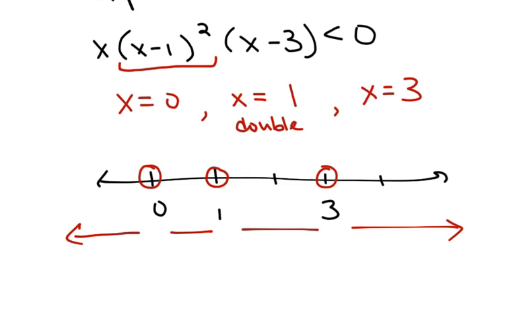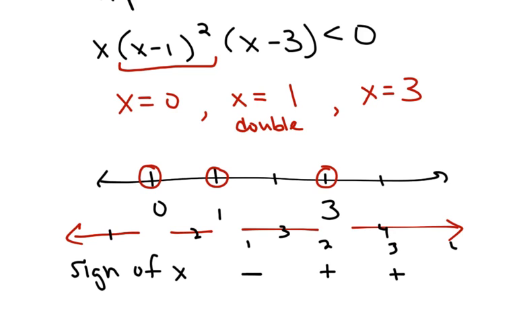So another way of doing this problem is to find the signs of each factor in each of those regions. So I can start with the sign of x. We'll just deal with x because it's the first part of the polynomial. I'll call these regions 1, 2, 3, and 4 just to help me out. In region 1, all the x values would be negative. In region 2, all the x values will be positive. In region 3, they're all positive. And in region 4, they're all positive. How do I know?